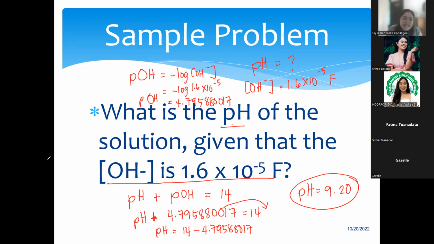Okay? Sige ha. Anong gagawin? If OH ang given, compute ka muna ng pOH. Pag meron ka ng pOH, that's the time you can compute for the pH using this formula. Okay, that's the application. Questions? Again, the answer is 9.20.